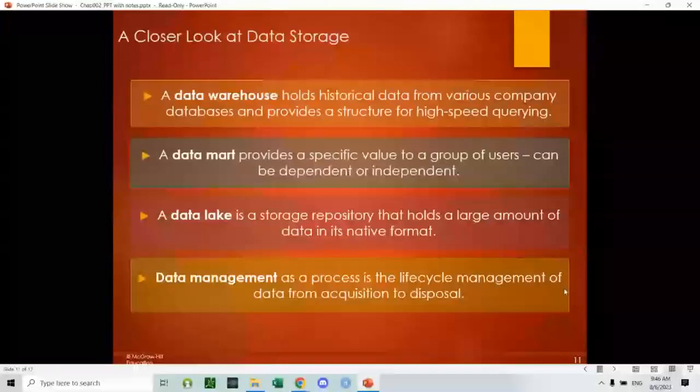A data lake provides storage for large amounts of data in its native form, meaning it isn't transforming it. Data management is the term used for the entire process from acquisition of the data to the disposal of the data. A huge challenge of data management right now is that the inbound data is increasingly exponential.